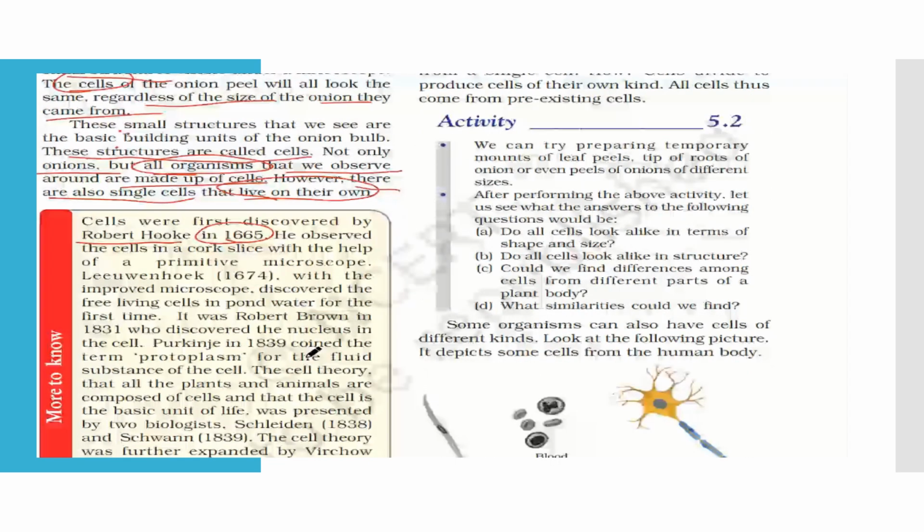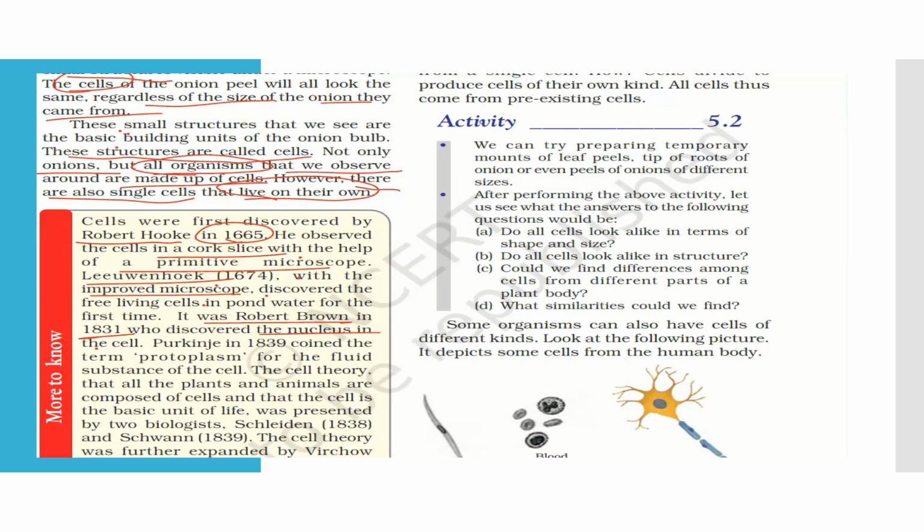He observed the cells in a cork slice with the help of a primitive microscope, and told that cells are present. Now in 1674, Leeuwenhoek came, and with an improved microscope he discovered free living cells in a pond of water for the first time. So it was Robert Brown in 1831 who discovered the nucleus in a cell.